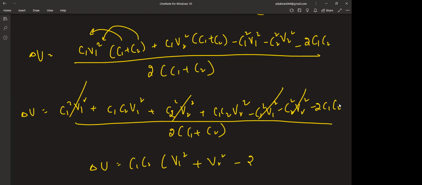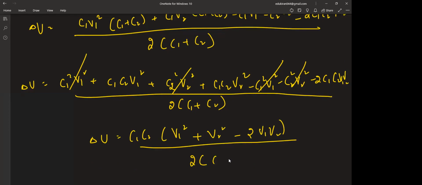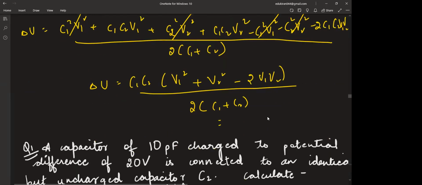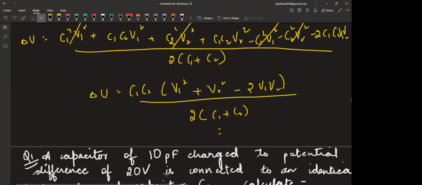Oh, here V1 V2 is also there, no? V1 V2 will also be there. Here also V1 V2 will also be there. So 2 V1 V2. And what is the denominator? 2 (C1 plus C2). Now see, A square plus B square minus 2AB. This is similar to one identity. Remember, this is similar to one identity, A minus B whole square. This is similar to A minus B whole square.